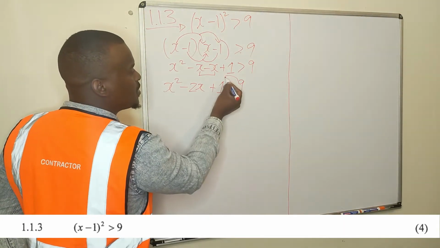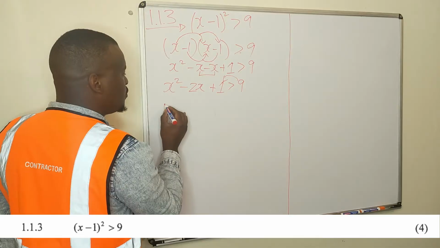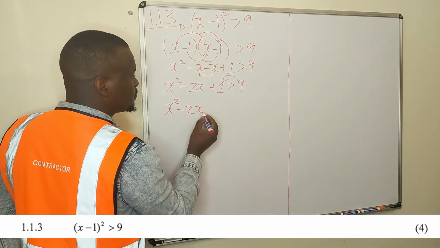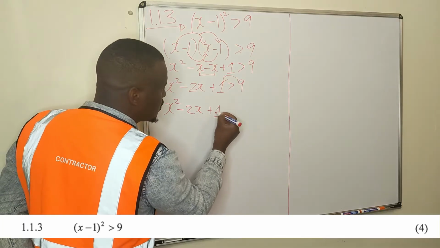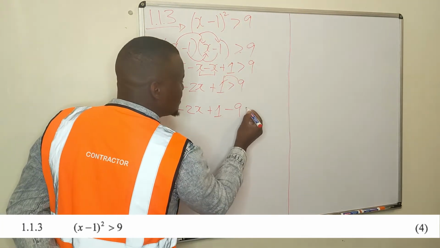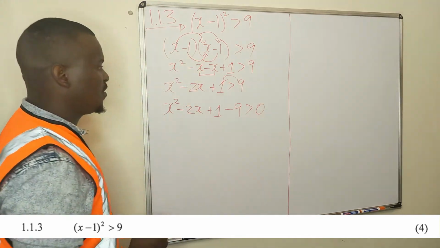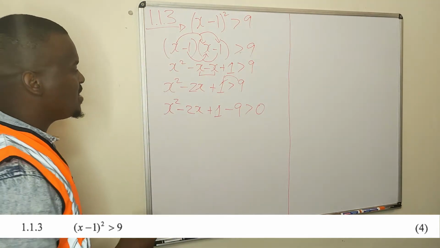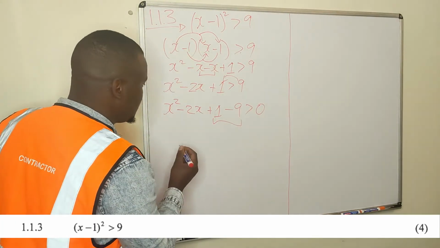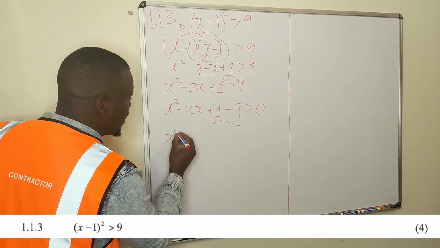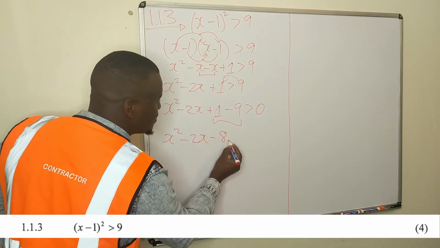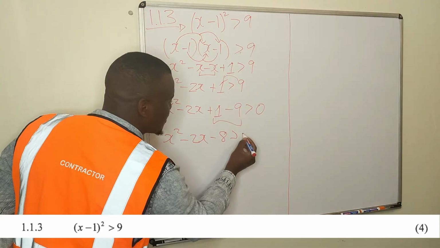Then you transpose your 9 to the other side. What do you have? You have x squared minus 2x plus 1 minus 9 is greater than 0. We transpose the 9. And then these are of the same group, like terms. You put them together. You have x squared minus 2x minus 8 is greater than 0.